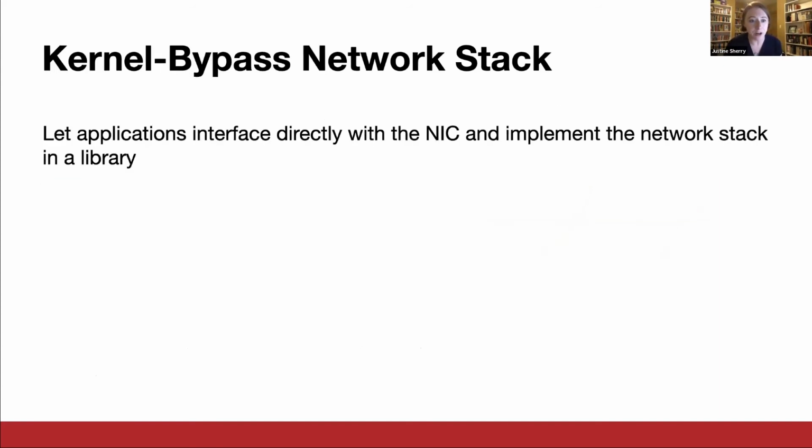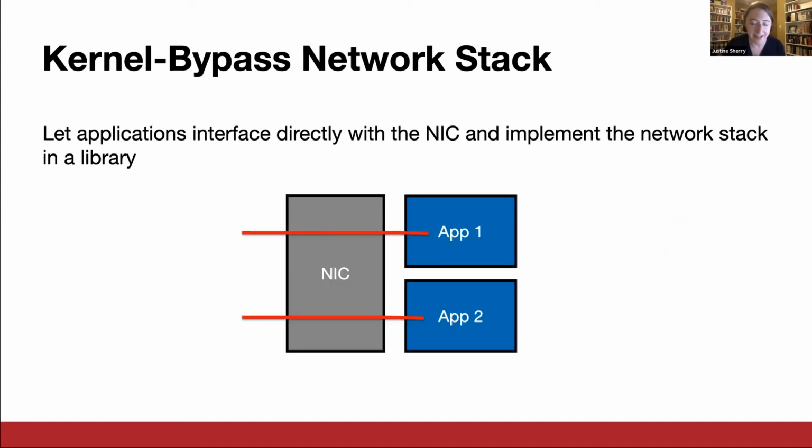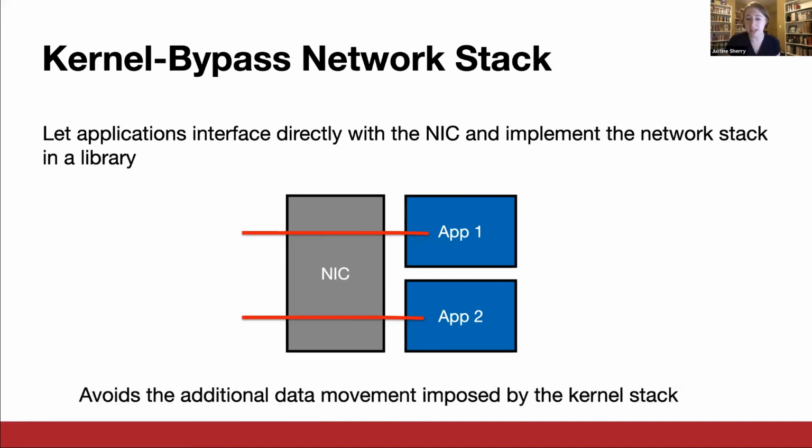And the idea with a kernel bypass network stack is that applications will interface directly with the NIC and implement the network stack in a library. So instead of packets going through the kernel, they'll go from the NIC directly to the application. But note that the application is still running a bunch of code. It still needs to implement TCP. It now needs to implement some of its own security policies. But we avoid the additional data movement. This time, we're not talking about physical data movement, but virtual data movement, that is copies and syscalls, about getting the data in between kernel space and user space.